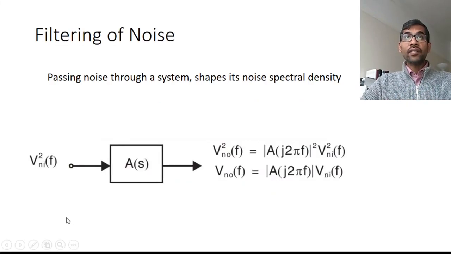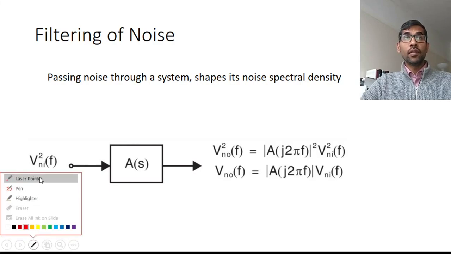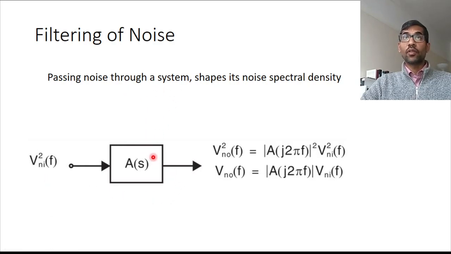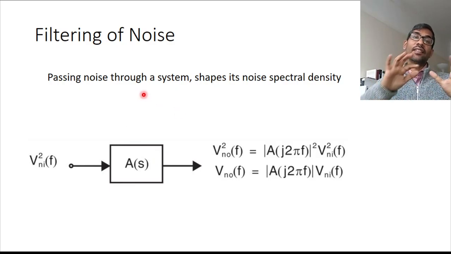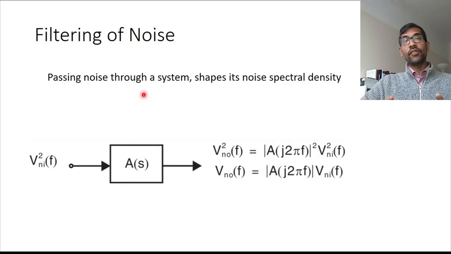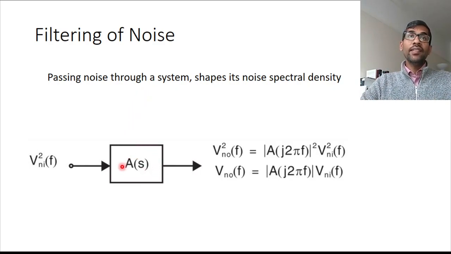So when you pass a noise through a system, the basic idea is that the spectral density of the noise changes its shape. Now, how does that happen? Let's say the transfer function of your system is A. I'm sure you know what transfer functions are, so I'll not describe them here. I have written the transfer function as S, but instead of S you could substitute j omega. S is the Laplace variable, which when written in terms of frequency is just j omega.